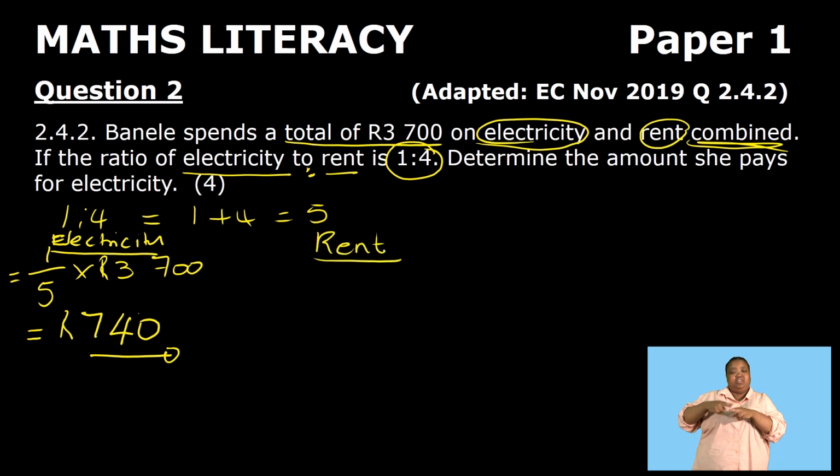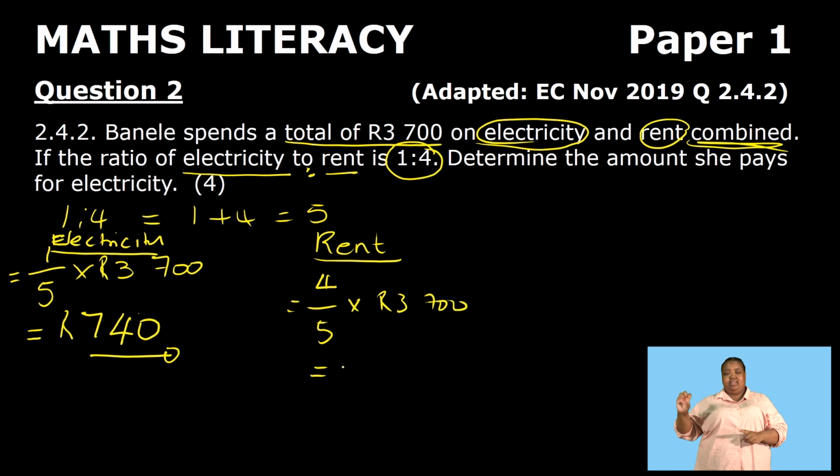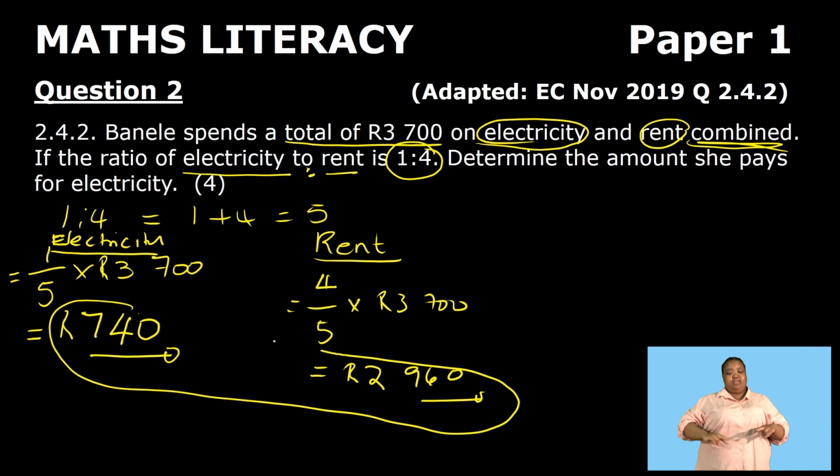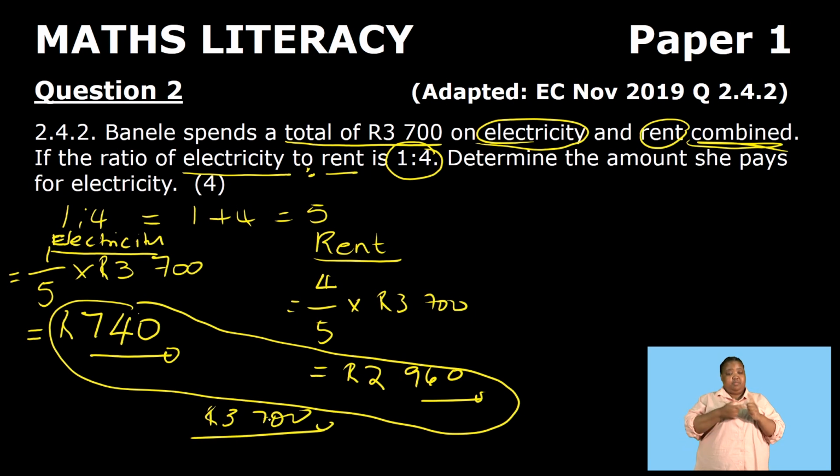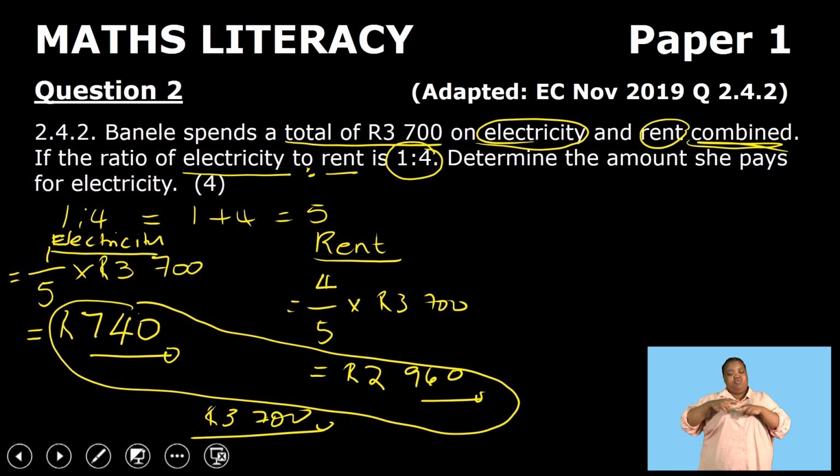And then we can also calculate for rent. It's going to be the same procedure. You'll have 4 over 5 multiplied by 3,700. So this will give you 2,960, and this is for rent. So now when you add these two values, they must give you the total amount of 3,700, which he is paying for electricity and rent.